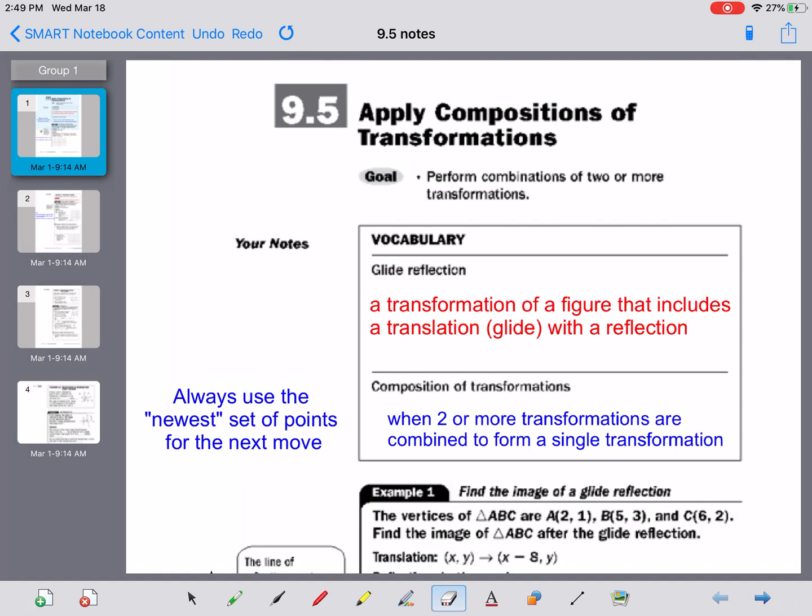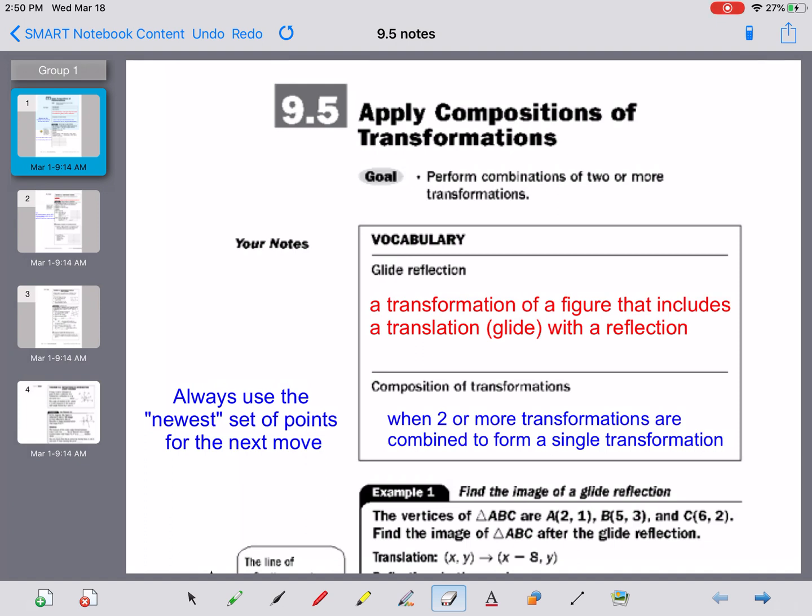If you recall from chapter 4, we learned three transformations. We had the translation, which slides a figure across the graph. We had a reflection, which flips a figure over a line. And we had a rotation, which turns a figure around a point. With a glide reflection, we're matching two of those. We're gliding and then reflecting.